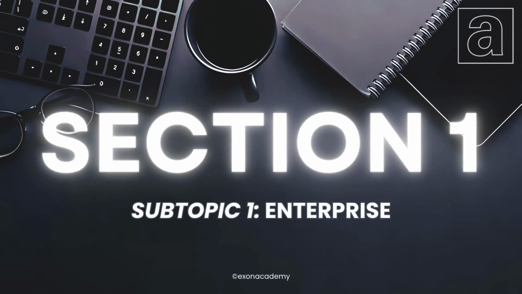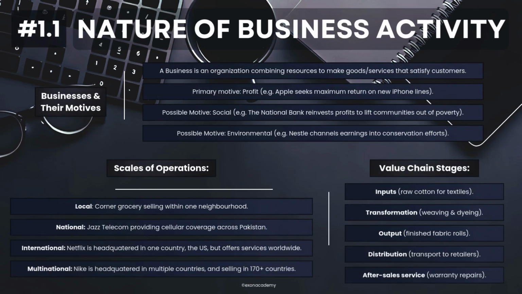We begin with subtopic 1, Enterprise. On this slide, we define business activity as bringing together resources to make goods or services that customers want. Every company, from a small corner cafe to a large factory, combines four main resources: land, labor, capital, and enterprise to meet real needs. Most companies aim to make a profit. For instance, when Apple releases a new iPhone, it tries to earn as much money as possible over its costs.